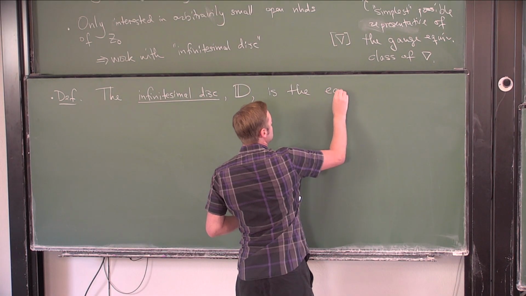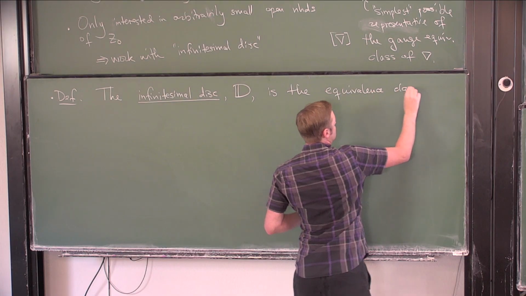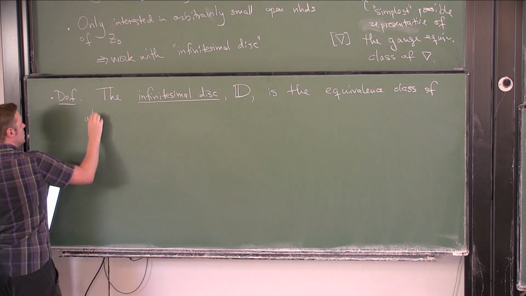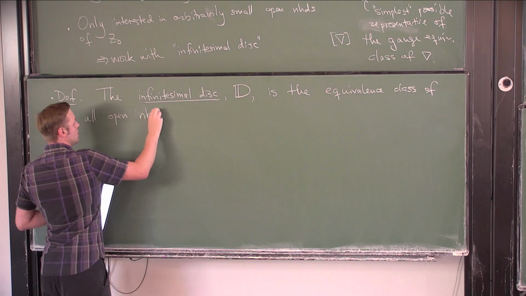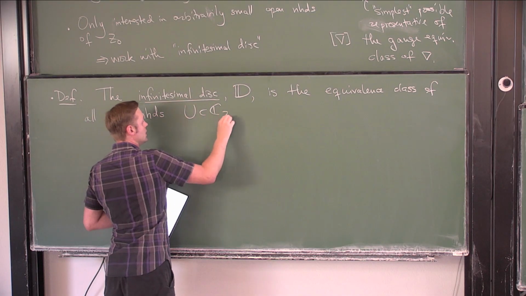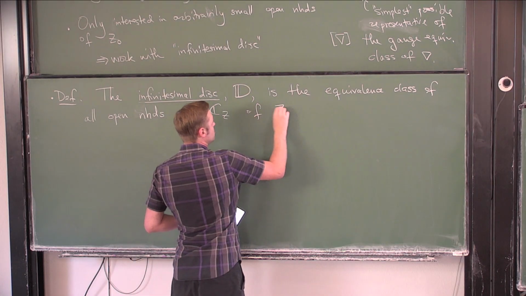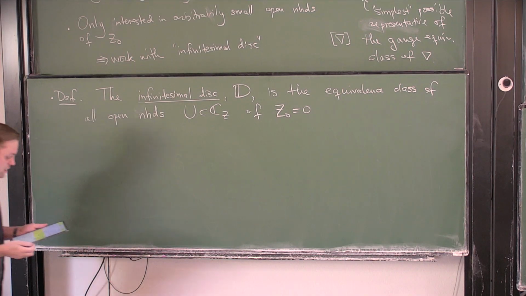It's the equivalence class of all open neighborhoods U of my special point Z0, which I am now just assuming is the origin.